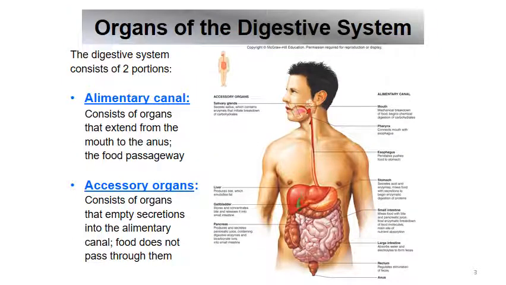The alimentary canal here, starting from the mouth, goes to the esophagus, the stomach, intestines, and finally the anal canal. Accessory organs we're going to learn. Accessory organs are listed in the picture on the left side. These are the salivary glands, the liver.